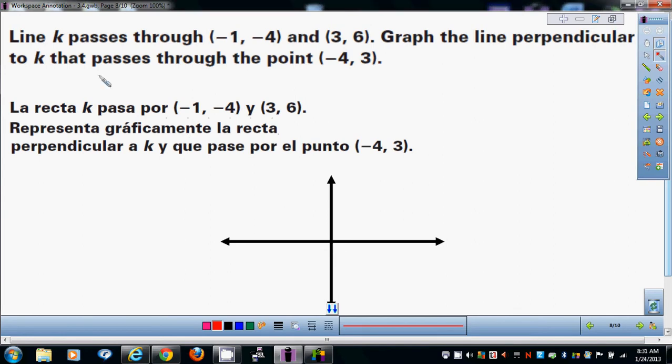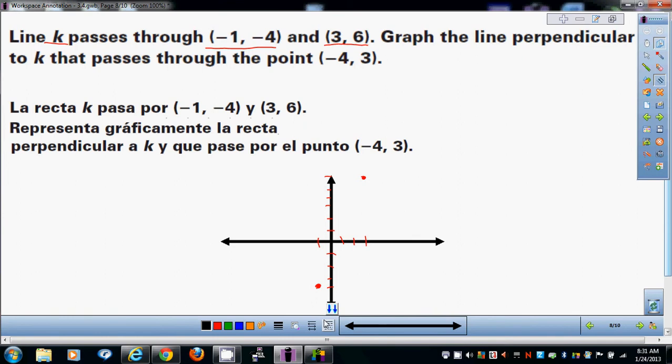For 3, 6. That's right here. Connect your dots. Ooh, I'm not very good at this, but I'll try. Yeah, I know, but I'm not very good at it. Close enough-ish. Okay, there's the first one.